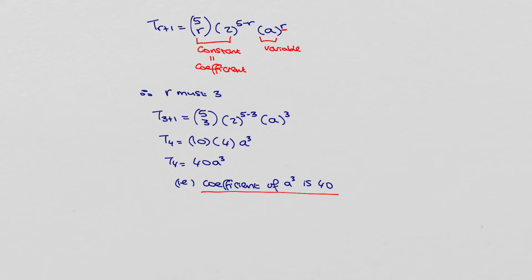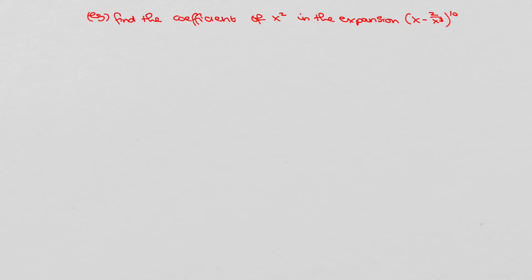Okay, so let's look at one that's a bit more complicated, where we're asked to find the coefficient of x squared in the expansion (x minus 2 over x cubed) to the power of 10. So if I'm looking at that, we have our first term is x, the second term is minus 2 over x cubed, and n is 10. So again, we need to know what r is. We don't know what that is. And again, we need to look at the coefficient of x squared.